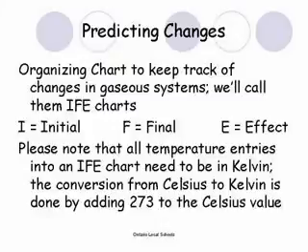We want to be able to predict the changes that will happen, and the way that we can help ourselves with that is by developing an organizing chart to keep track of all the changes in gaseous systems, and we're going to call these IFE charts. I represents the initial state of the system, F represents the final state of the system, and E represents the effect of the change in the system. Please note all temperature entries into an IFE chart need to be in Kelvin, and in order to convert from Celsius to Kelvin, all you have to do is add 273 to the Celsius value.